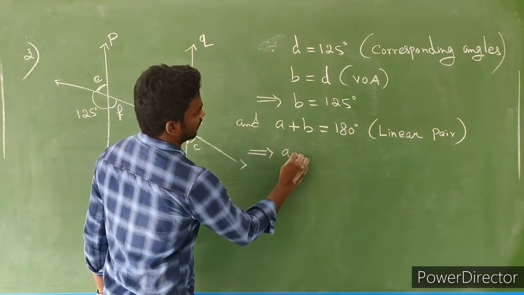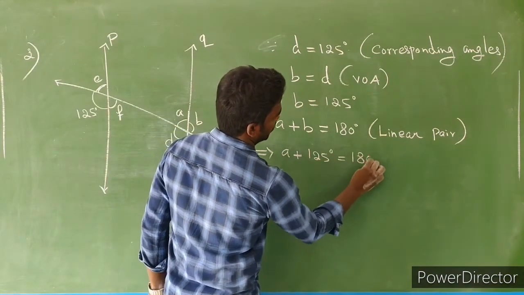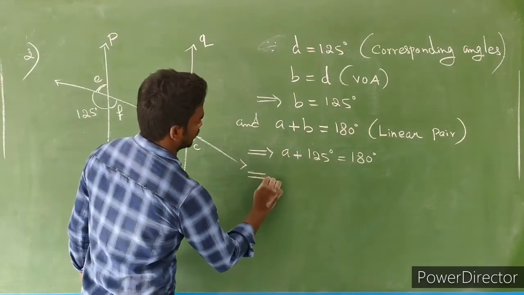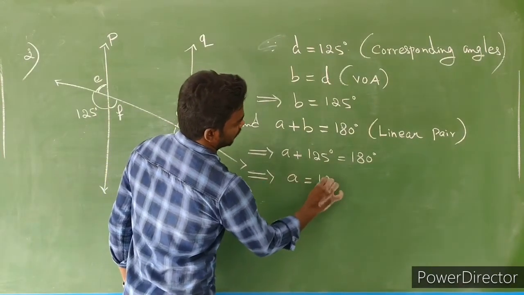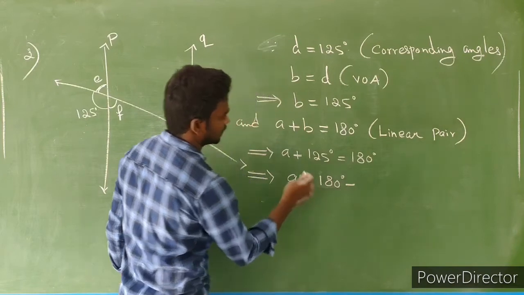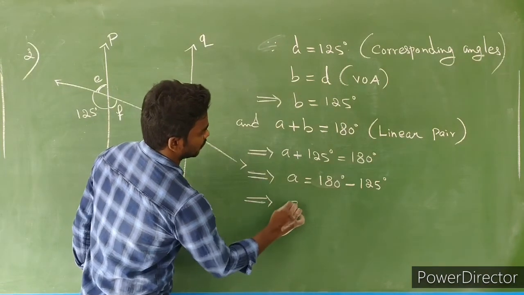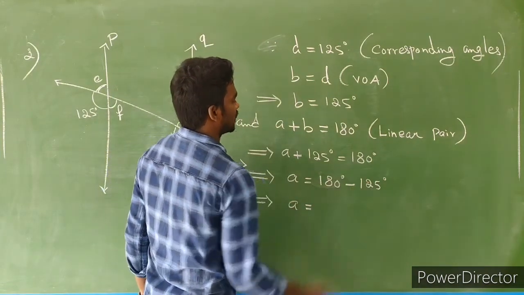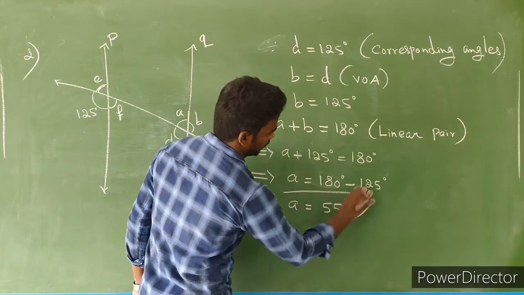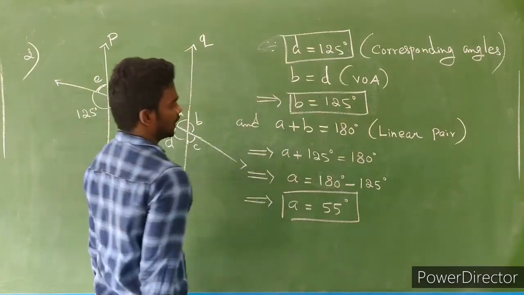This implies that a plus b, where b is 125 degrees: a plus 125 degrees is equal to 180 degrees. This implies a is equal to 180 degrees minus 125 degrees, transposing 125 to the right side becomes minus 125. So what is the value of a? 180 minus 125 is 55 degrees. So a is equal to 55 degrees.